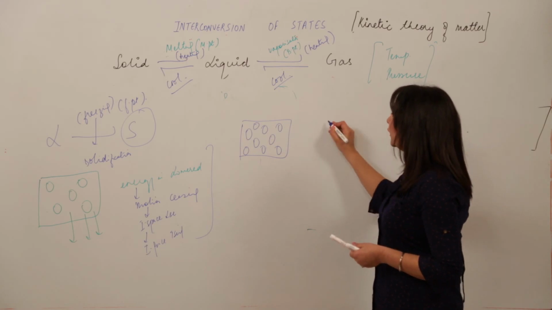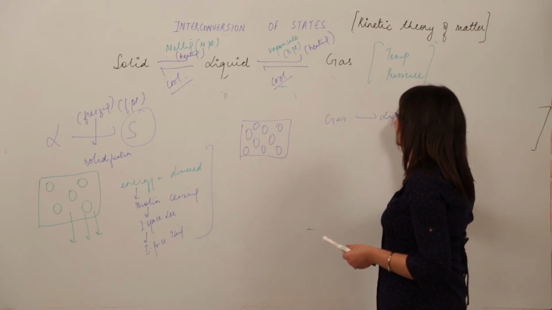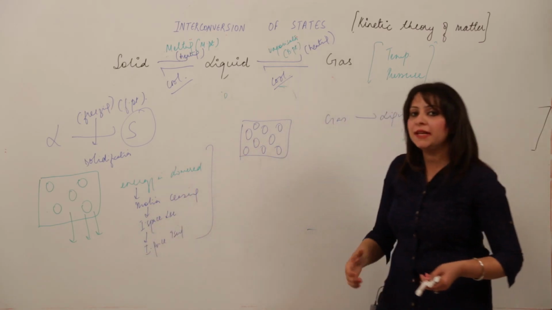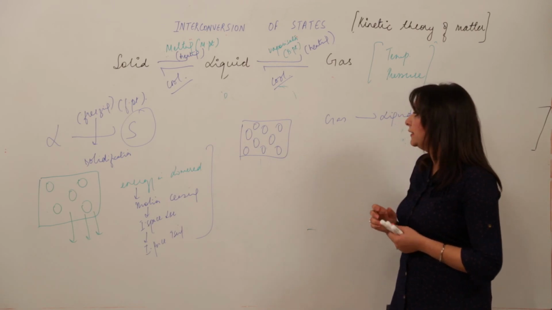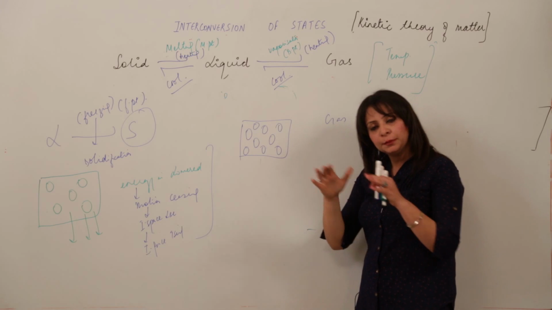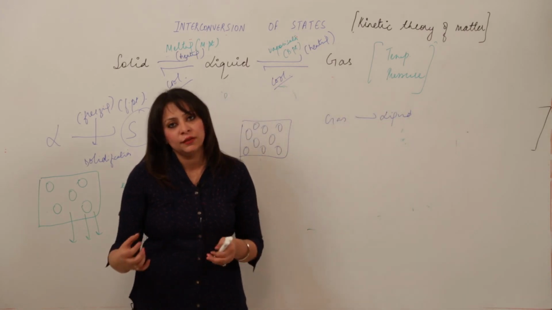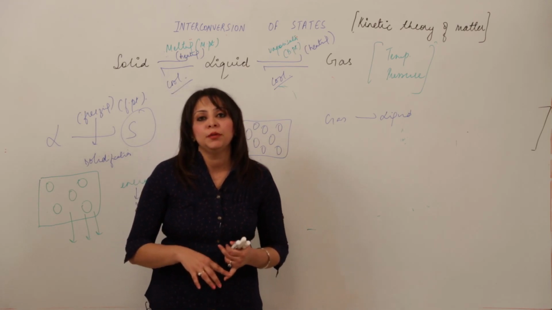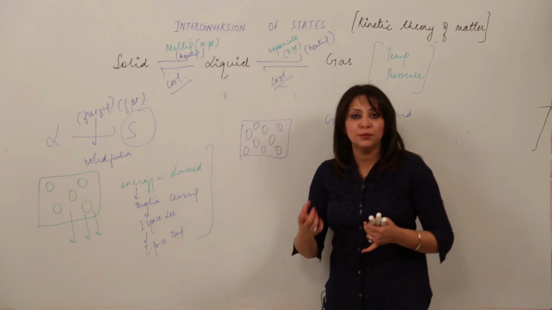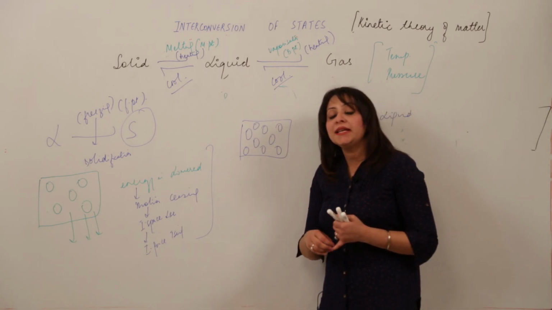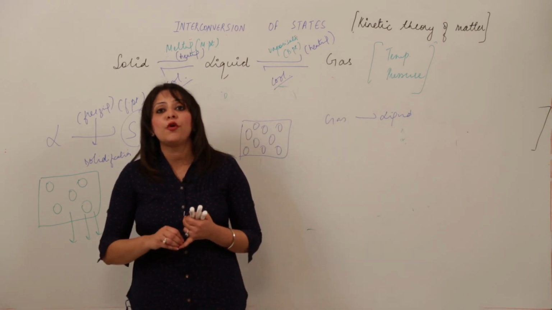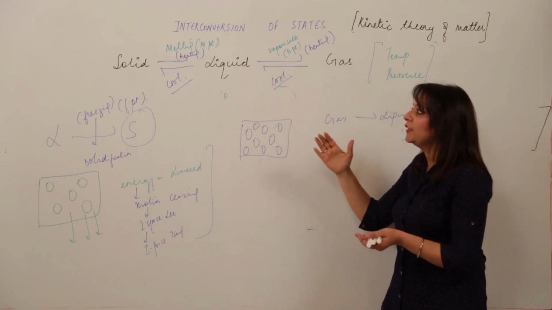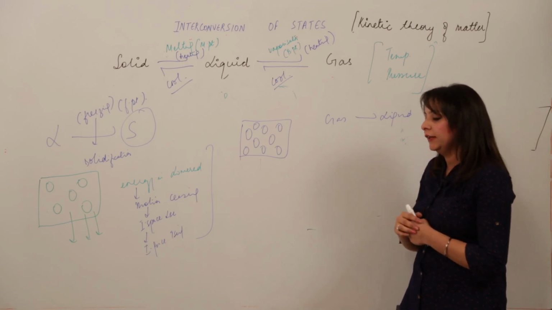Similarly, it happens for the conversion of gas to liquid. I don't think that I need to make a diagram again for you, but still I am making you understand the concept theoretically. See, in gas, particles are far apart. We are cooling it, so they are releasing heat. When they are releasing heat, the kinetic energy decreases, so obviously the motion ceases. When the motion ceases, the space decreases and the force increases, and it gets converted into the liquid state. So this is how the states are interconverted from one to another.